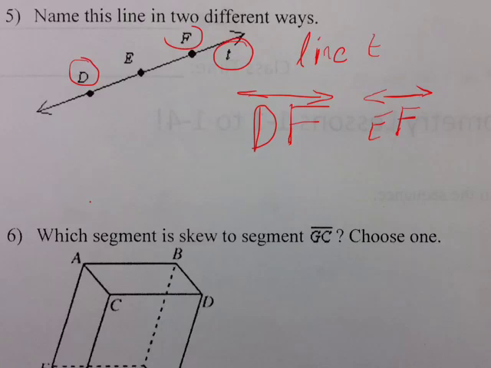put the line. I can say DF, or actually DE, I haven't said yet, and put the line. And I can also write it backwards, so I could say FD, FE, and ED as lines.